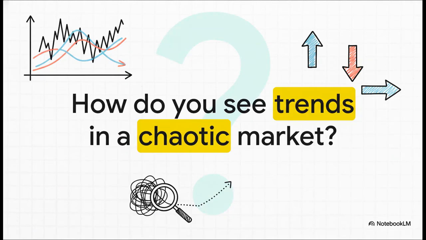So you're staring at a chart, right? Prices are bouncing up and down all over the place. How in the world do you make sense of it? How can you tell if the market's in an uptrend, a downtrend, or if it's just chopping around sideways? It's really the fundamental question every single trader has to figure out.